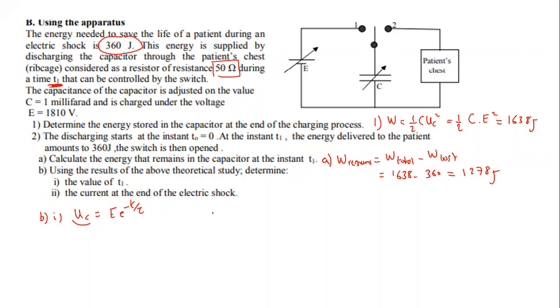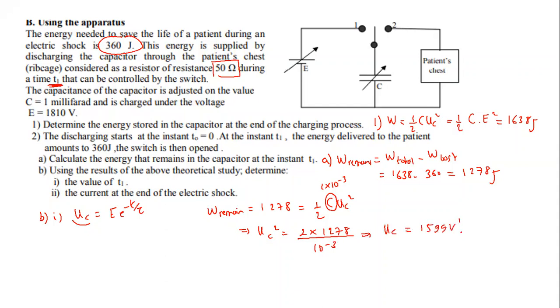So we can say 1278 is equal to half C UC square. We have C equal to 1 millifarad, 1 times 10 to the power minus 3, which implies UC square is equal to 2 times 1278 over 10 to the power minus 3. By taking the square root, we obtain UC equal to 1599 volt.